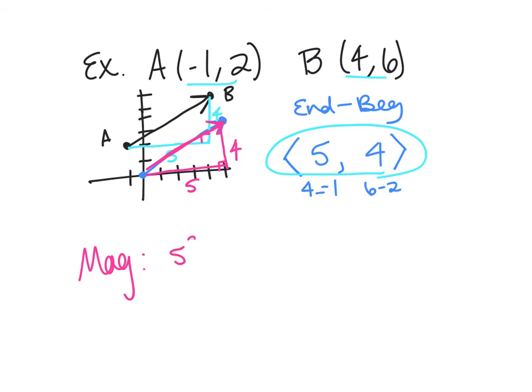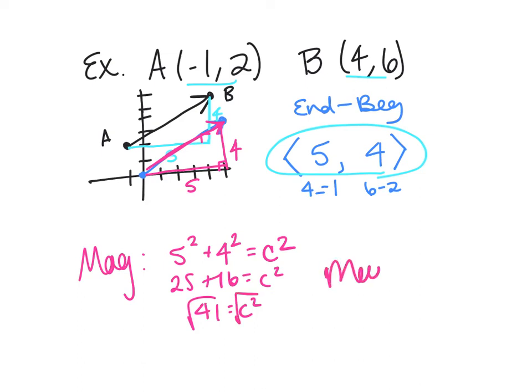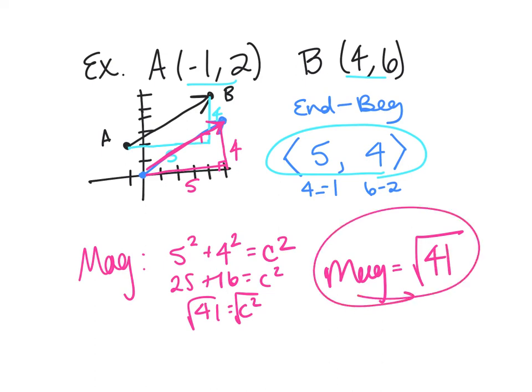So for the magnitude, we just do 5 squared plus 4 squared equals c squared. 25 plus 16, and just finish solving this out. So 41 equals c squared, which means our magnitude is just the square root of 41.